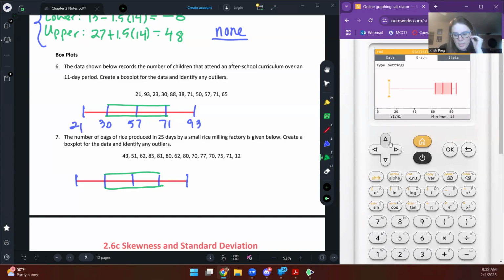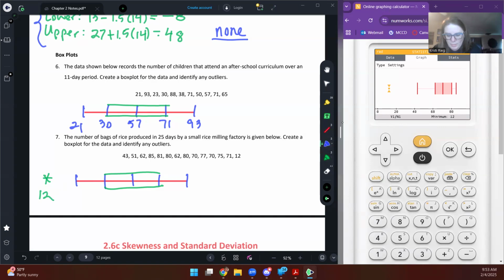If I want to see where the outliers are, go back to settings, turn it on. And so here's my outlier. So this would be down here where 5 would be, because technically that's the minimum. Oh, no, sorry, it's 12, not 5. Technically that's the minimum, but since it's an outlier, it's not on my box plot. So instead of this line right here being the minimum, it's going to be called the lower whisker, because technically it's still part of the data set. We just can't call it the minimum.